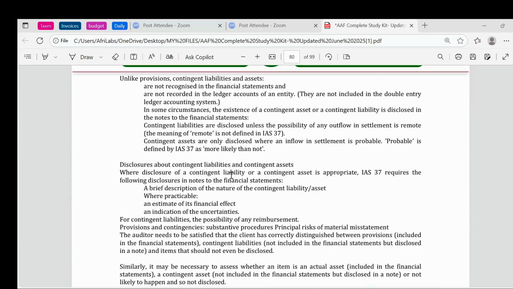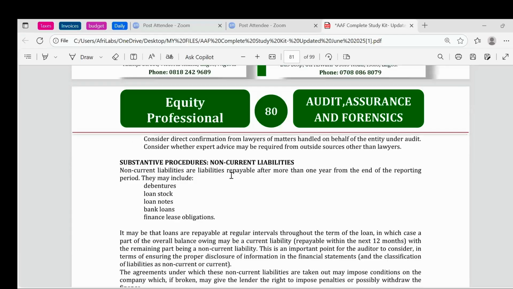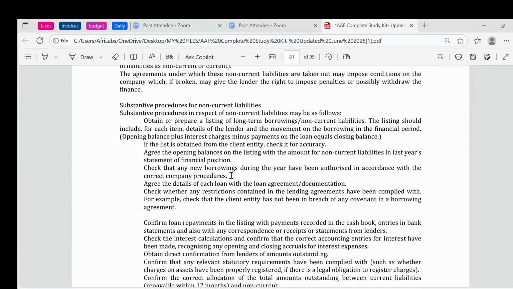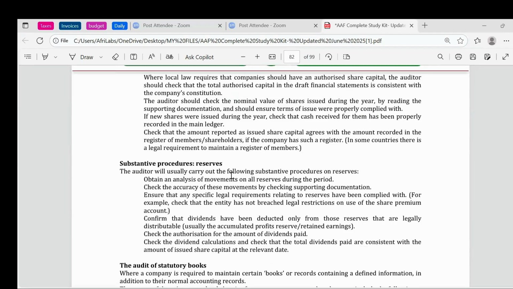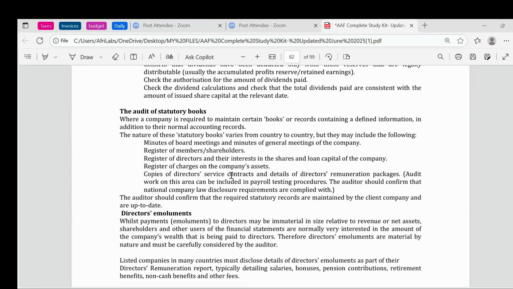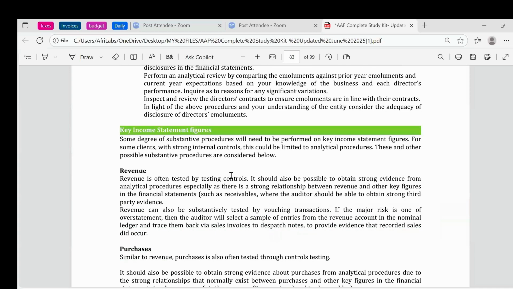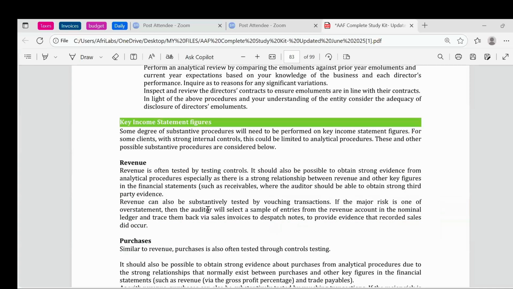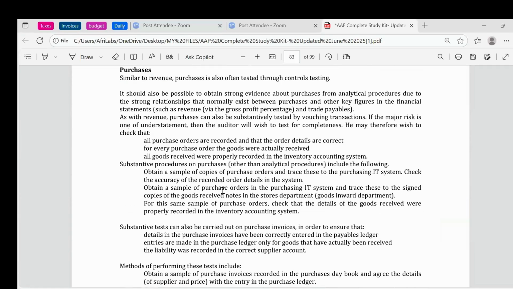And then we have substantive procedures for non-current liabilities, still SOFP. For share capital, for directors' emoluments, then they do for the income statement, which is what? Receivables. Receivables will use assertions, right? Purchases will use assertions.